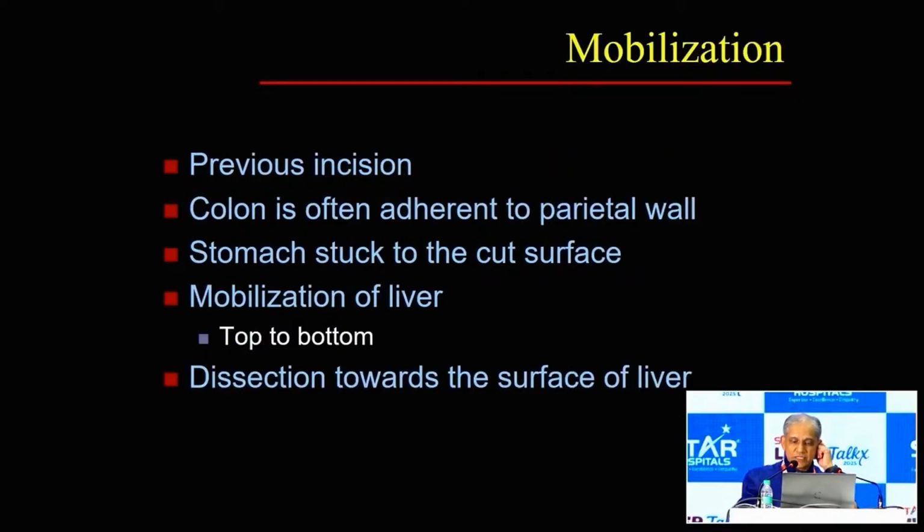When you do the mobilization, almost always we go through the previous incision, and the colon is most often adherent to the parietal wall. And in a live donor transplantation, the stomach will be adherent to the cut surface if it's the right lobe. So for mobilizing, you somehow get to the surface of the liver, and then you start from the top to the bottom of the liver, and slowly mobilize that.